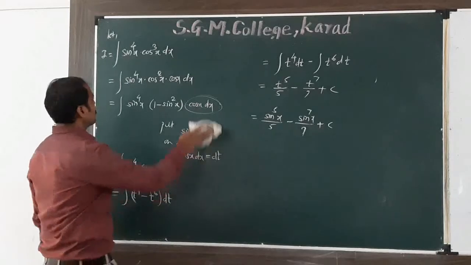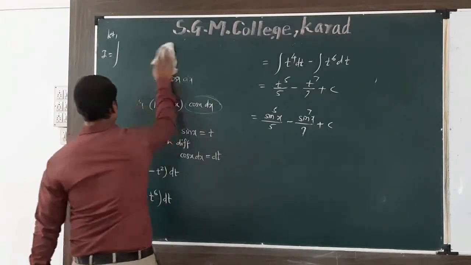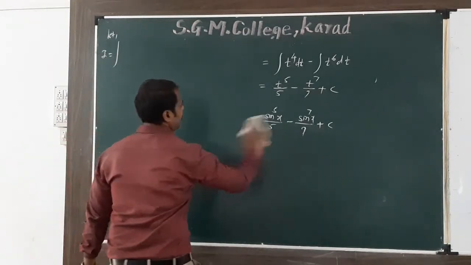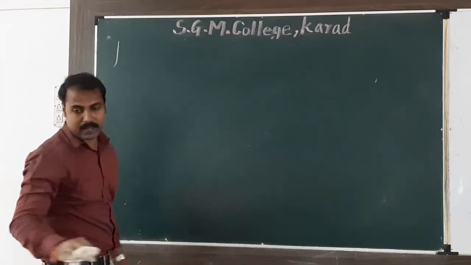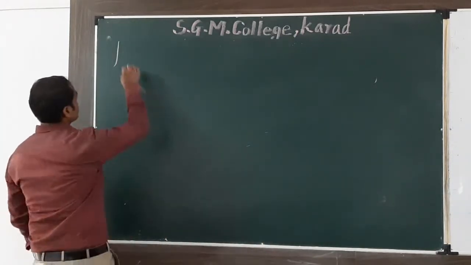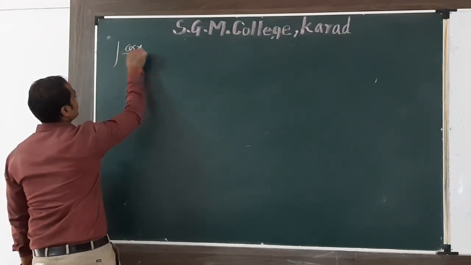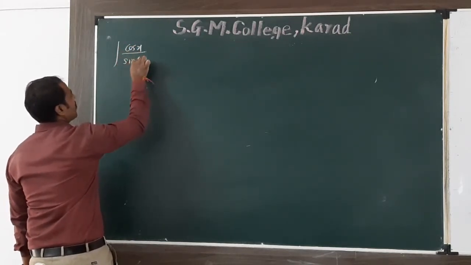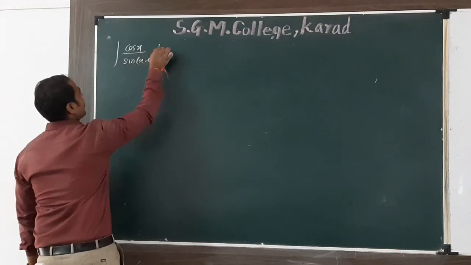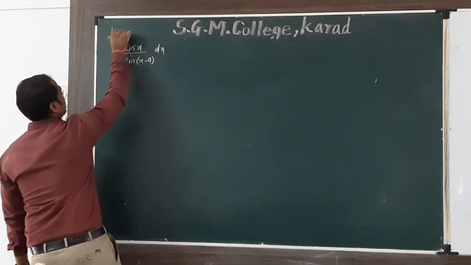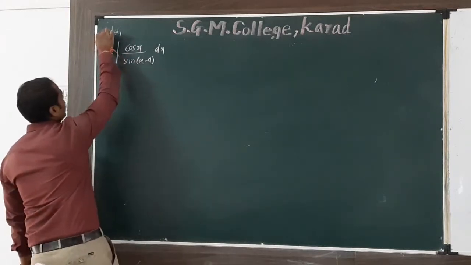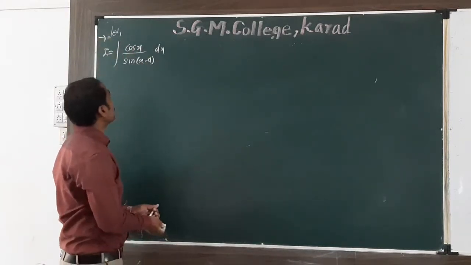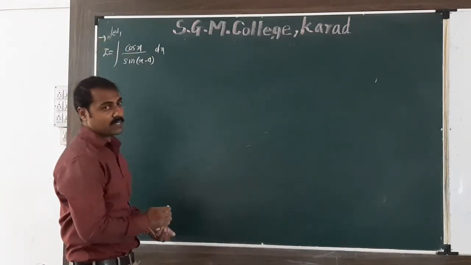Evaluate integration cos x divided by sin of x minus a. Cos x divided by sin of x minus a. First, denote the given integration by I. So, in the solution, write let I is equal to integration of cos x divided by sin of x minus a.